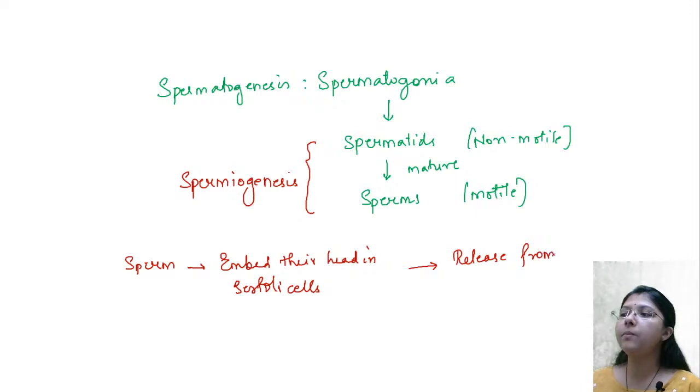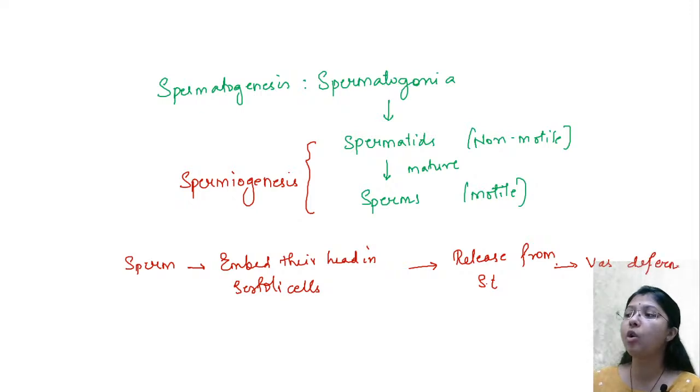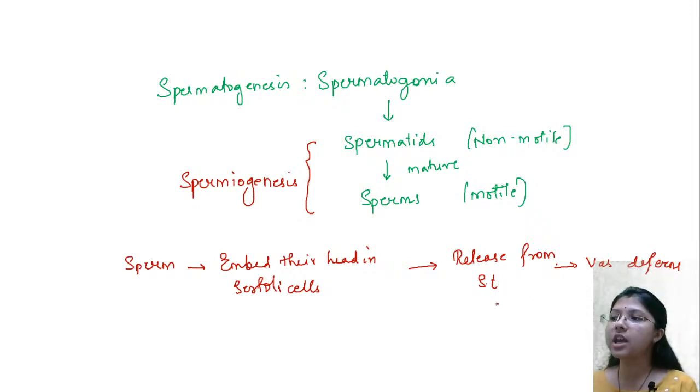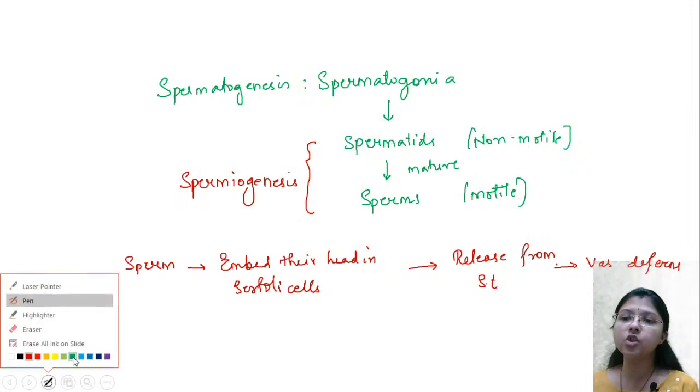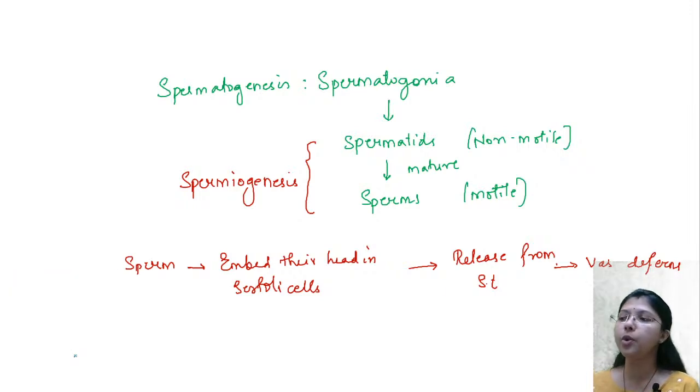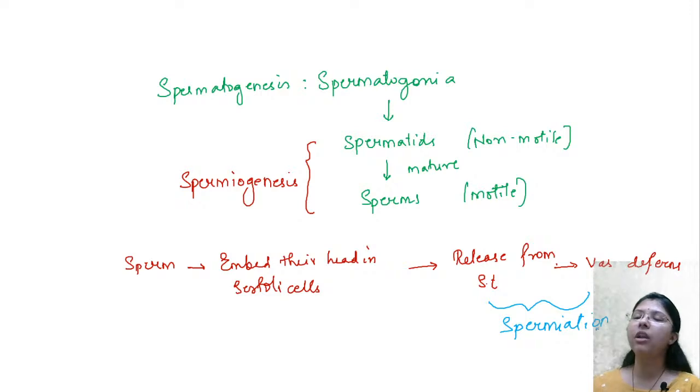are released from the seminiferous tubules and they enter into the vas deferens और vas deferens से फिर वो कहाँ पे चले जाएंगे? They will enter into the urethral cavity through which they are going to come out. This process of releasing the head from the seminiferous tubule will be termed as spermiation. Students, quickly tell me, is the three processes clear?